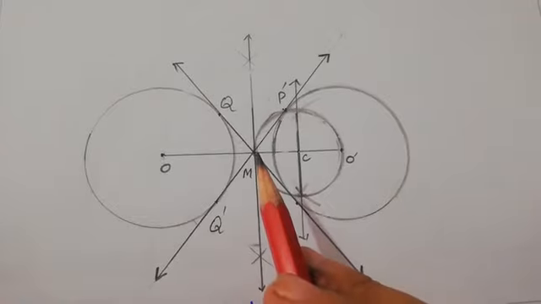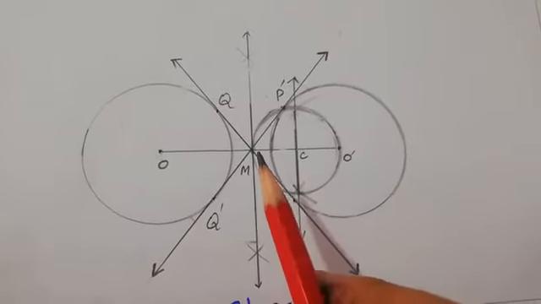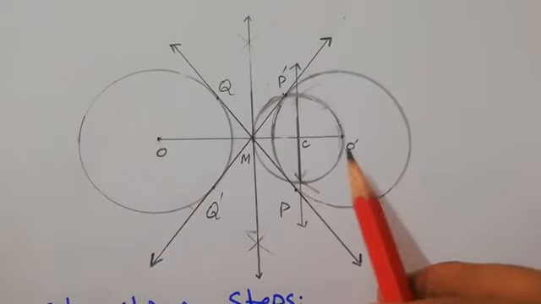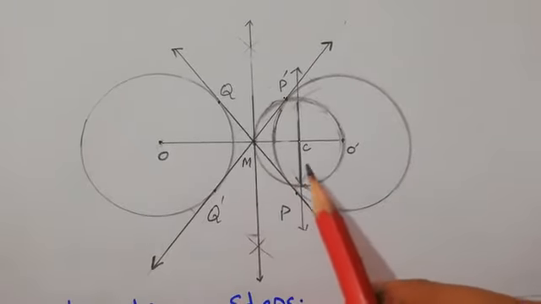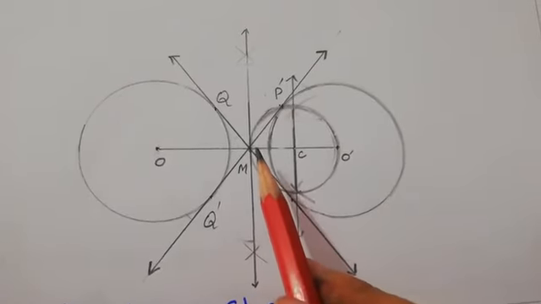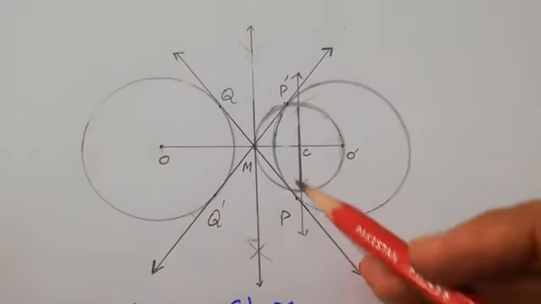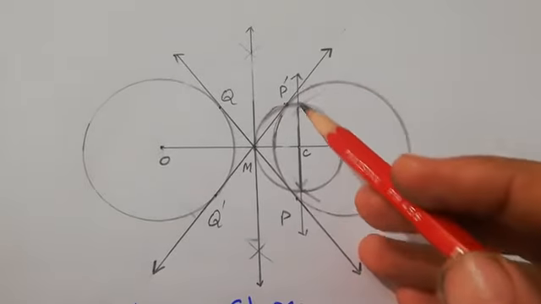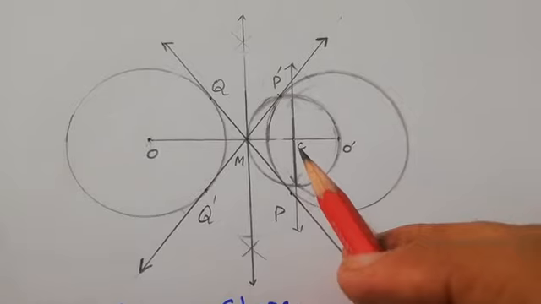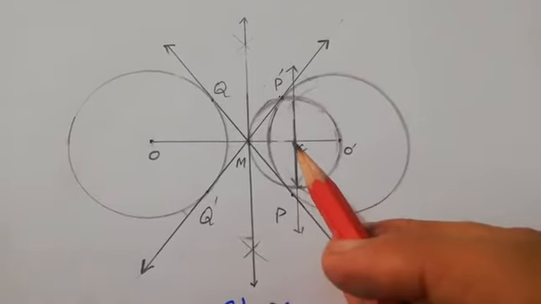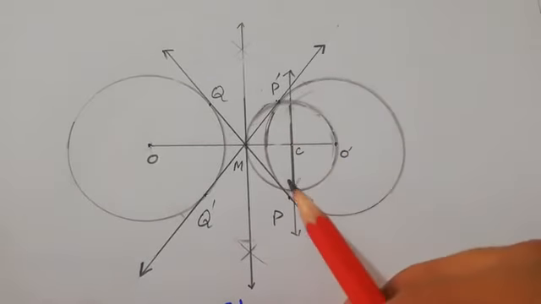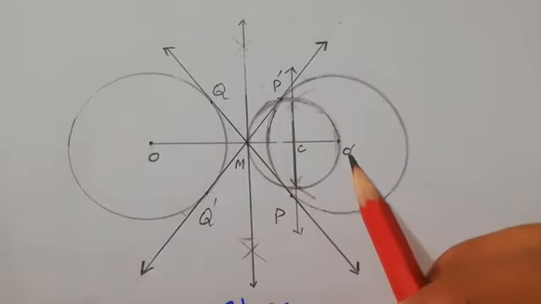Now you will take the perpendicular bisector of this part, from M to O prime. Okay, and after that you will take the perpendicular bisector. Now this is the perpendicular bisector of this MO prime, and we will get the point C. C is the center. Here you will put the compass, and then you will draw a small circle which passes through M and O prime.